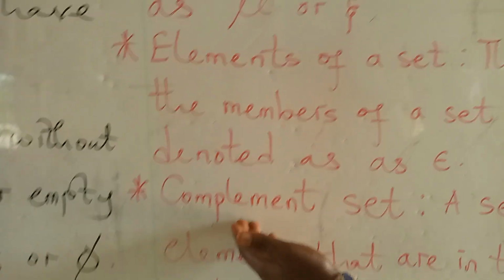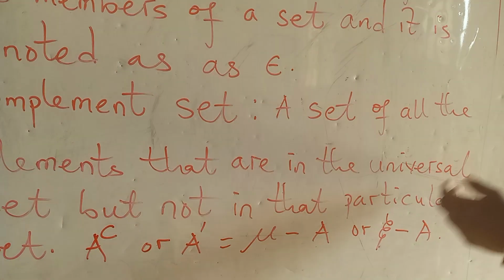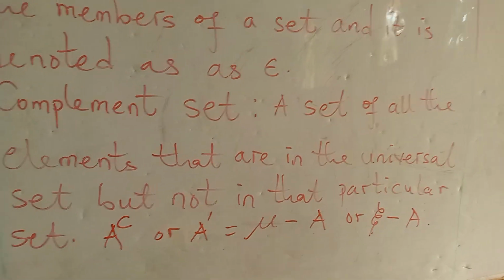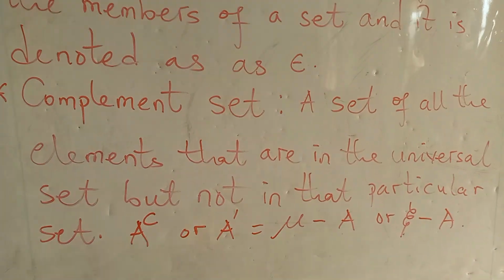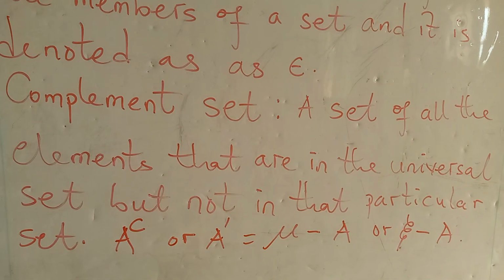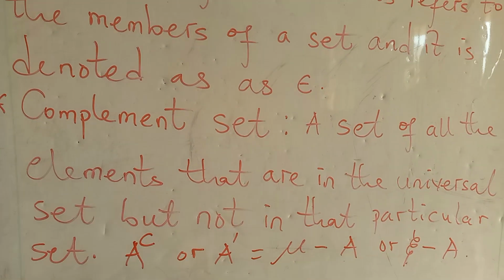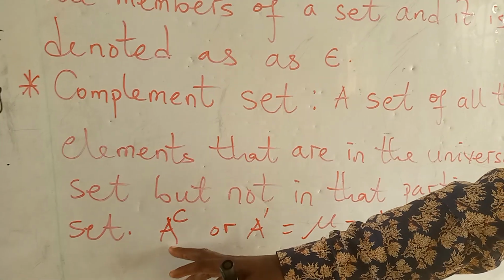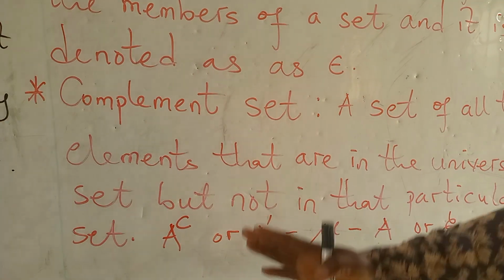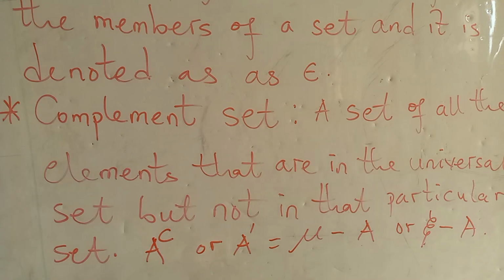All right, let's check another thing. Complement set. A set of all the elements that are in the universal set but not in that particular set is called a complement set. And it is denoted like this: A raised to power small c, that's A complement. Or you can write it like this.